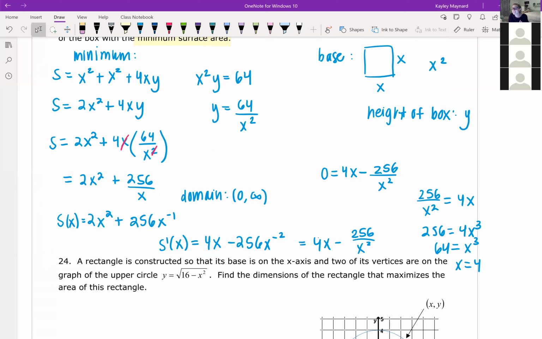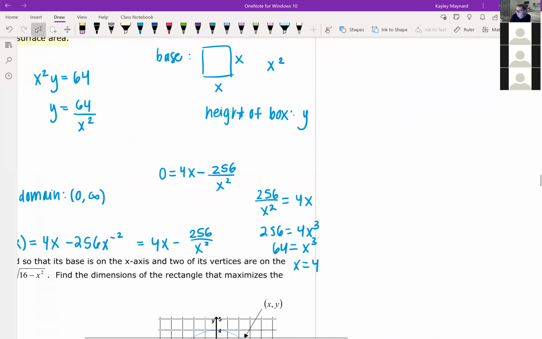I wanted to make sure that I was naming it correctly. The first derivative test says that if your derivative goes from negative to positive, then you have a minimum. And if it goes from positive to negative, then you have a maximum. So we can use that to verify that at x equals 4, we indeed have a minimum.